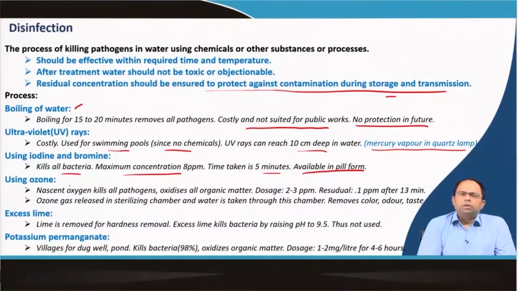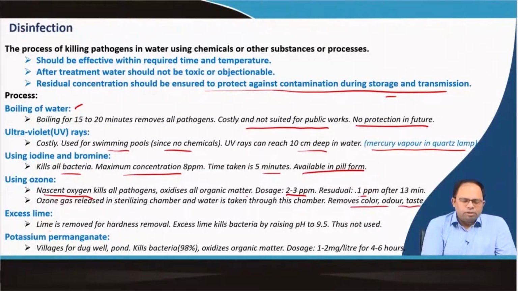Then we can also use ozone. Ozone means you can use nascent oxygen, which kills all pathogens and oxidizes all organic matter. We give a dosage of 2 to 3 ppm, residual is 0.1 ppm after 30 minutes, and ozone gas is released in a sterilizing chamber, and water is taken through this chamber, which removes color, odor and taste of water. So, this use of nascent oxygen, use of iodine, these are all processes which are used in different cases.